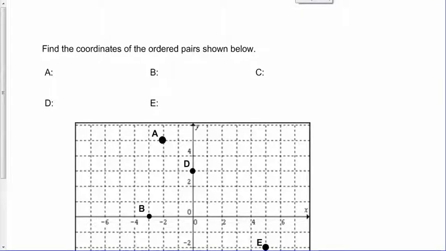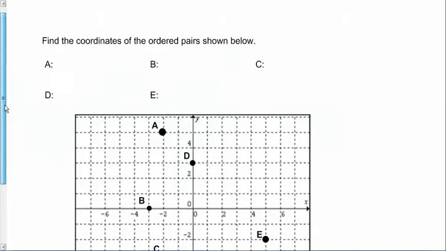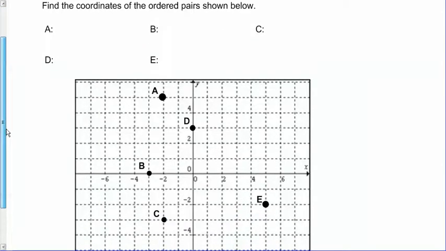Find the coordinates of the ordered pairs shown below. So let's just scroll down a bit and take a look at the coordinate system that we're given and see if we can identify these different ordered pairs. So we have 5 different ordered pairs labeled A, B, C, D, and E, and we want to be able to come up with the coordinates.